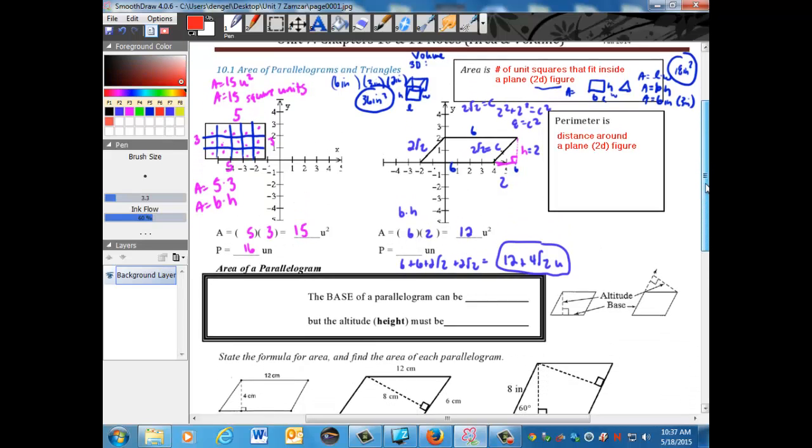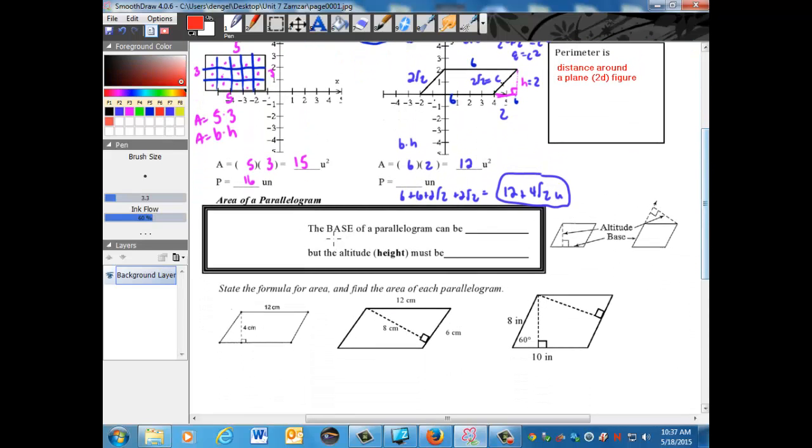Alright, so for our formulas, the base of a parallelogram can be any side. However, the altitude must be perpendicular to that side. And so our formula for a parallelogram, which also works for a rectangle and for a square, is that area is equal to base multiplied by the height. Again, our base and height can be interchangeable. It just depends on what base and what height you use.